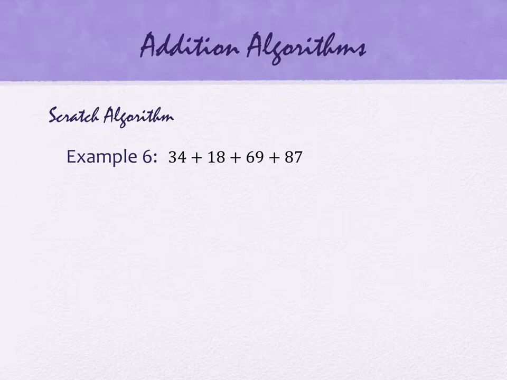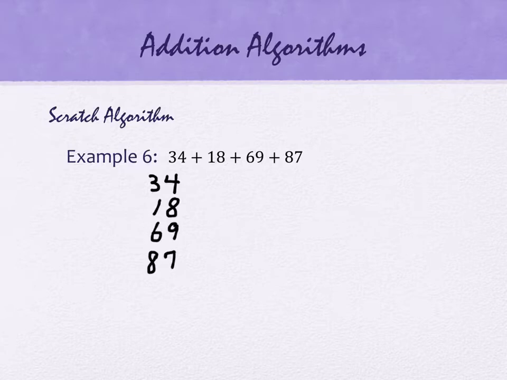Now, what we're going to do is the same thing as we did in the last ones. We're going to write them from top to bottom. So we're going to write down 34, 18, 69, and 87. With this method, we are going to start on the right-hand side. But we're going to add in such a way that we never end up having to add more than 1-digit numbers together. And that's the draw for this method.